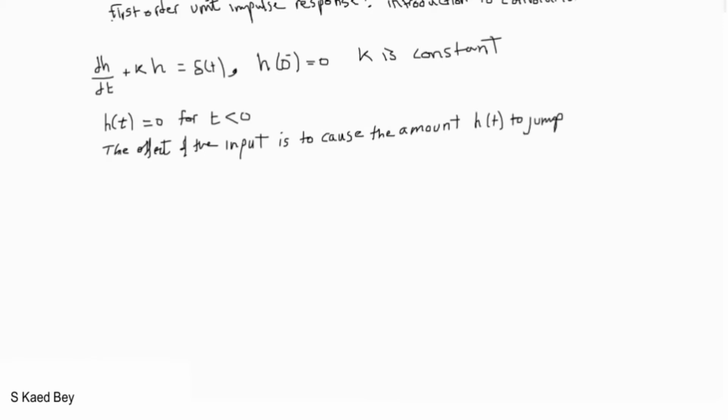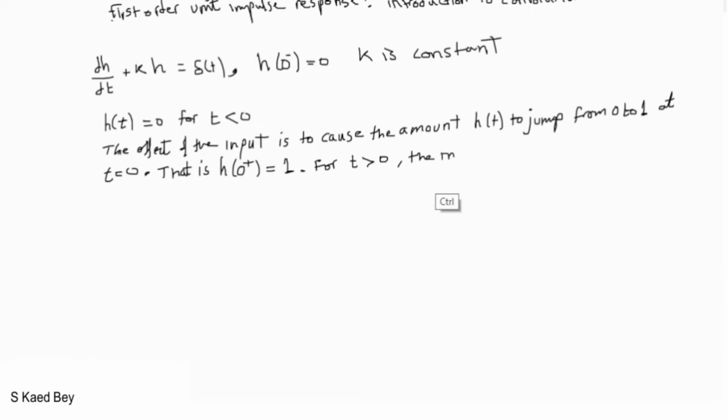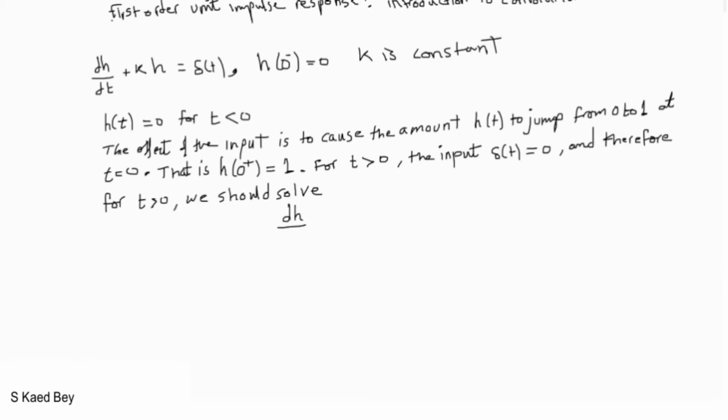Please note, because the water or liquid height h of t is 0 for t less than 0, the effect of the input, which is the impulse in this case, is to cause that height h of t to jump from 0 to 1 at time equal to 0. That is, at time 0 plus, the height will be equal to 1. And please also note that for positive values of t, i.e. for t greater than 0, the input, which is the Dirac delta function, is 0.